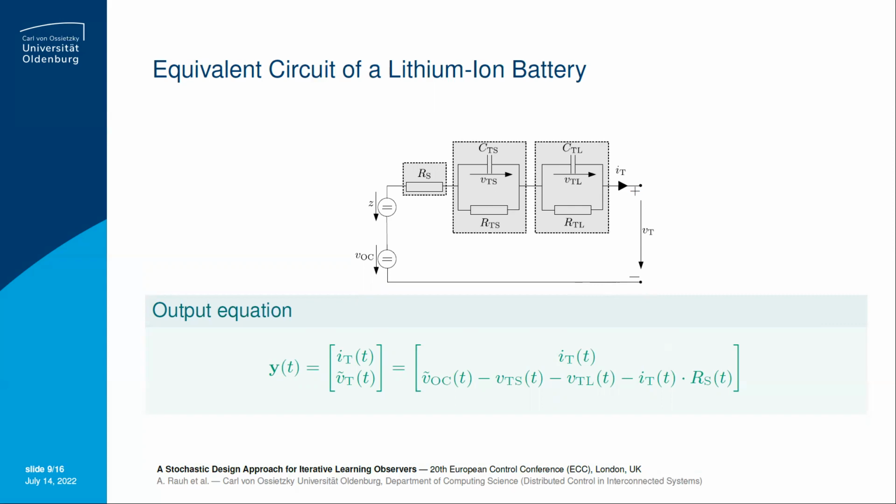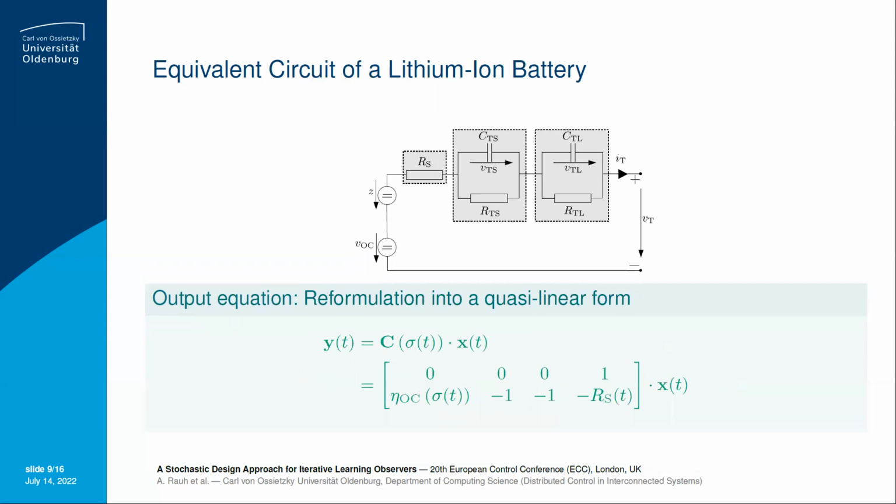Now, using Kirchhoff's voltage law, we end up with an expression depending on the open circuit voltage, on both voltages VTS and VTL, and also on the voltage drop that arises at the series resistance of the battery. This output equation can be reformulated in a symbolic manner in such a way that we end up with a quasi-linear representation. This denotes the state-dependent output matrix, which is used in the extended Kalman filter-like innovation stage of the ILO.